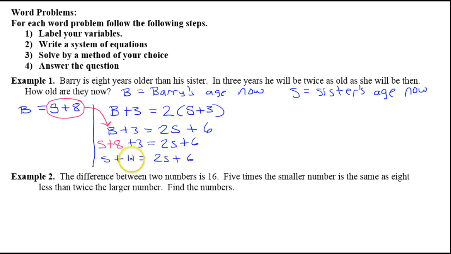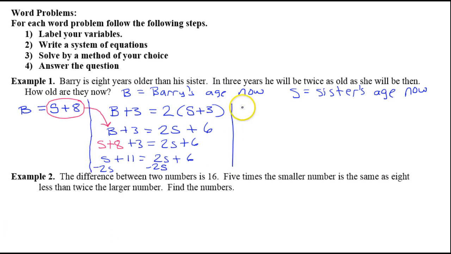Now the first thing I like to do when I see that I have a variable occurring more than once is I really would like to get these variables together on the same side. So I can either subtract 2S from both sides, or I can subtract S from both sides. Even though it's going to cause a negative number, I think I will just subtract 2S from both sides, because a lot of students like to keep the numbers on the left-hand side. So that will give us negative S plus 11 is equal to 6. Now subtracting 11 from both sides, we get negative S is equal to negative 5. So dividing both sides by negative 1, S equals 5. So, of course, that is his sister's age now.